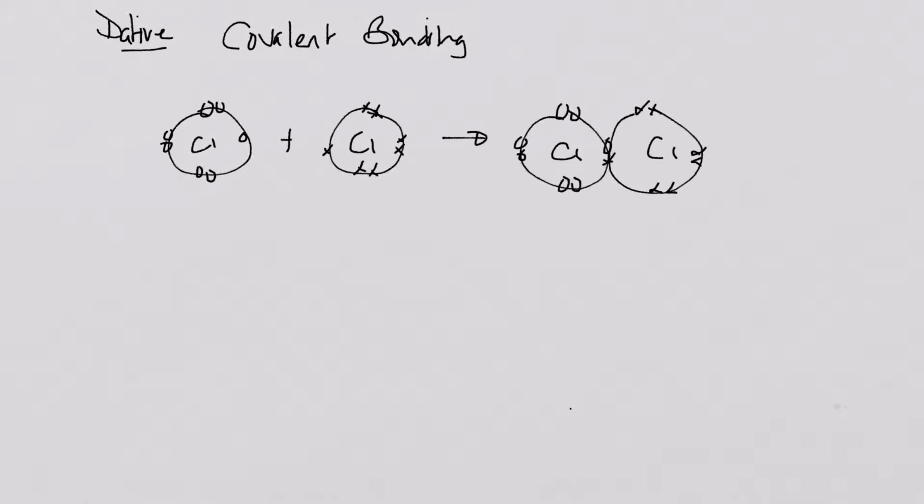Those two electrons end up being our single covalent bond. 2 electrons is one covalent bond, 4 electrons is a double bond, and 3 electrons would be a triple bond. That's all fine. The key point that we need to highlight is that one electron here has come from this chlorine atom, and the other electron here has come from this chlorine atom.